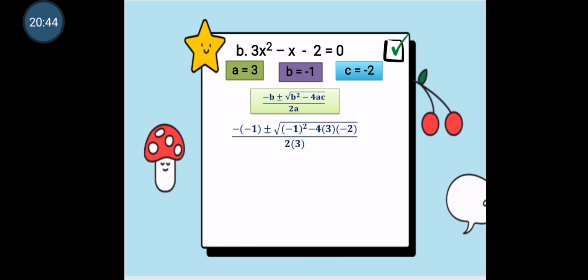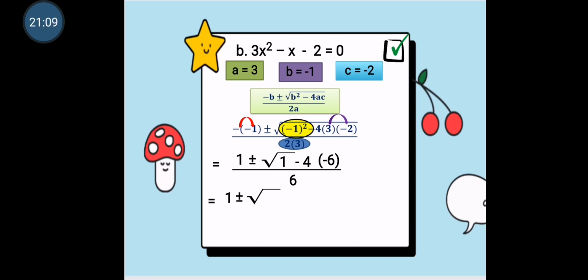So, let's continue. Negative times negative is positive 1. So, ayan. Negative 1 times negative 1. So, that will be square root of positive 1. 3 times negative 2. So, 4 times negative 6 over 2 times 3 is positive 6. Tuloy natin. 1 plus minus the square root of 1. So, negative 4 times negative 6 is positive 24 over 6. Okay?